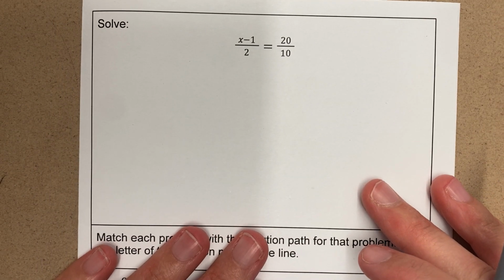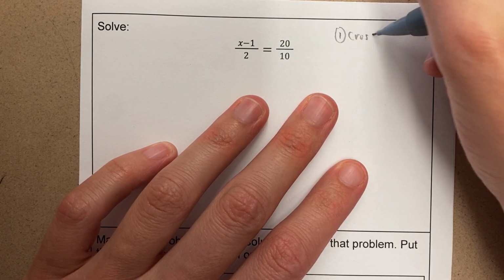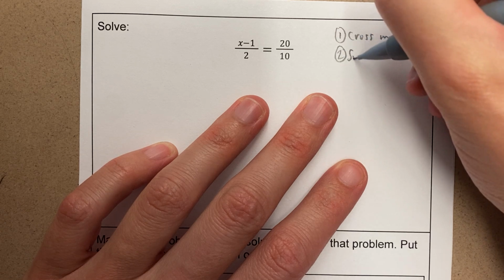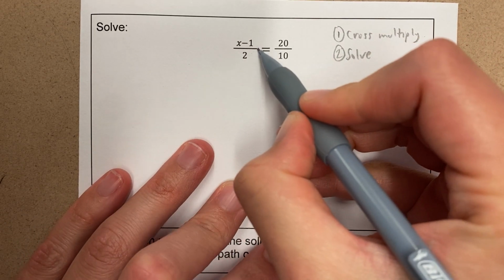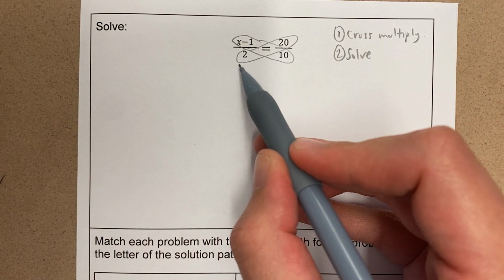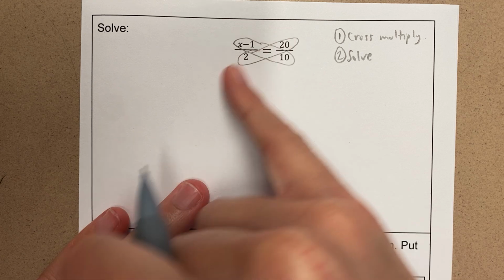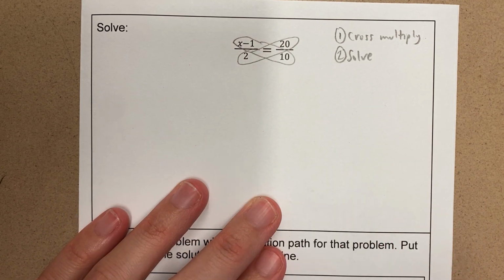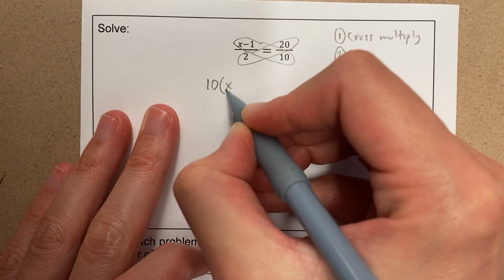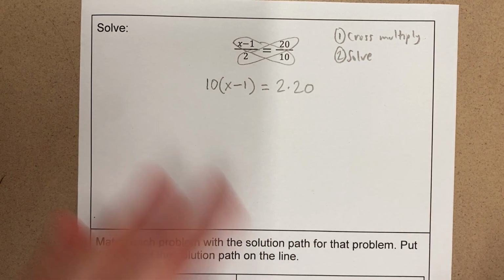Okay. All right, we have a proportion. So first we cross multiply. Okay, and then once we cross multiply, we can just go ahead and solve using all our solving skills. Okay, so cross multiplying looks like this. So it's 2 times 20 equals 10 times x minus 1. It doesn't matter the order, I could put 2 times 20 on this side or this side. I like my x on the left, so I'm going to put the 10 times the x minus 1 on the left and the 2 times 20 on the right.